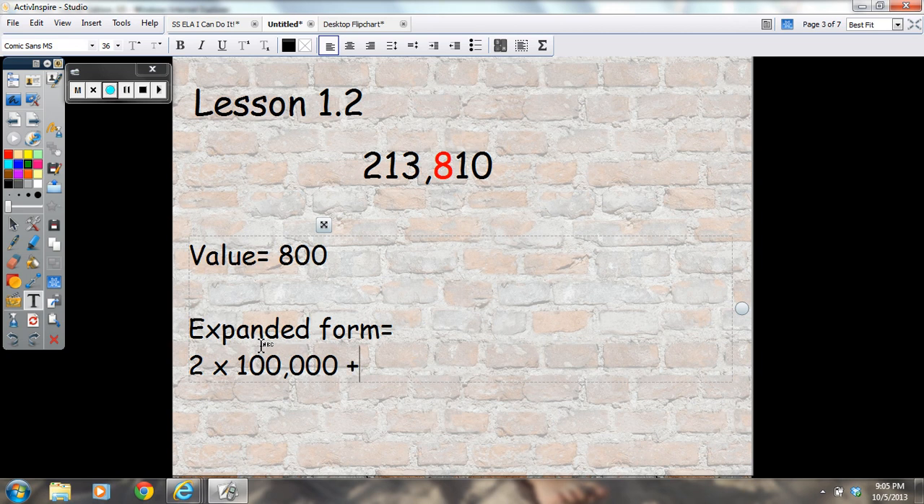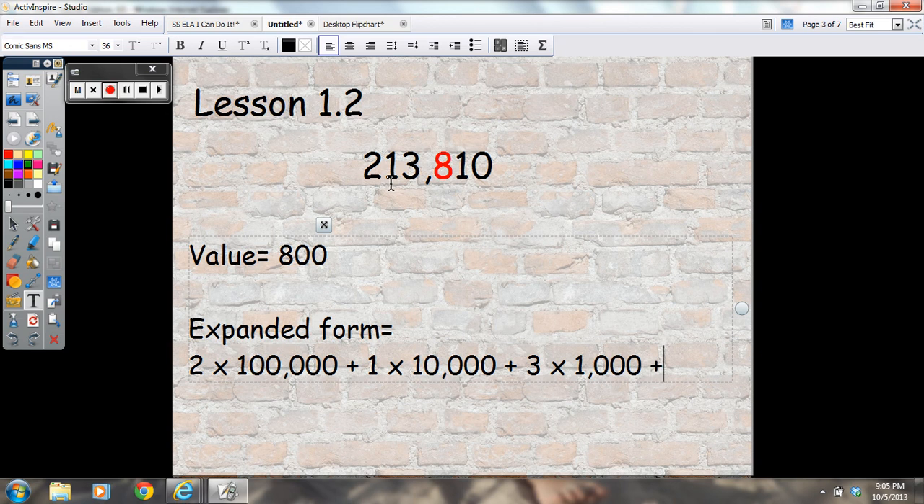Next, I move on to my next place. I add our next place, and I see that there's a 1 in that place, and I multiply it by the place that it's in. That 1 is in the 10,000s place, so I multiply it by 10,000. I move on to my next place. I write down there's a 3 in the next place. The place that that 3 is in is the thousands, the 1,000s place. So I take the 3 and multiply it by 1,000.